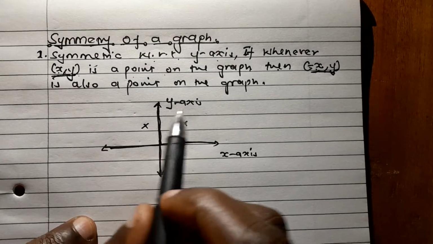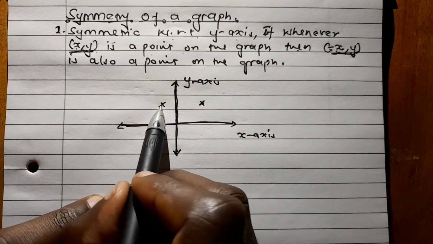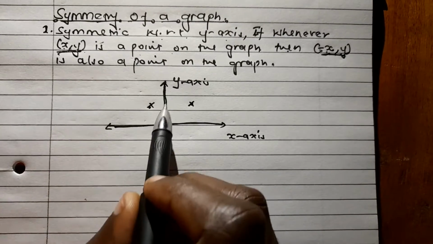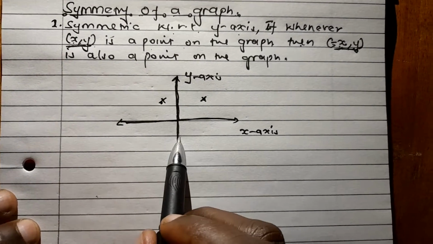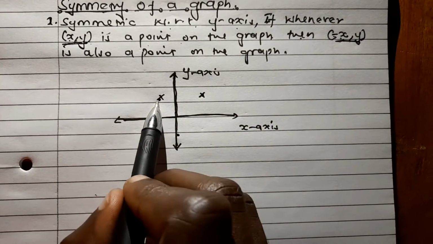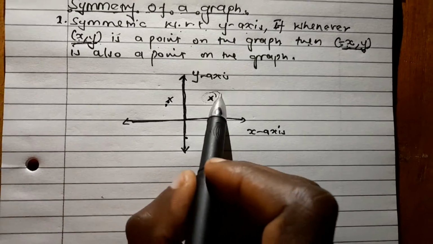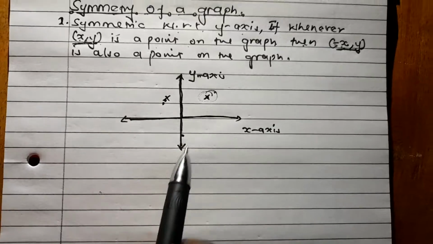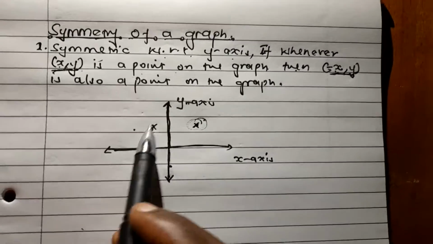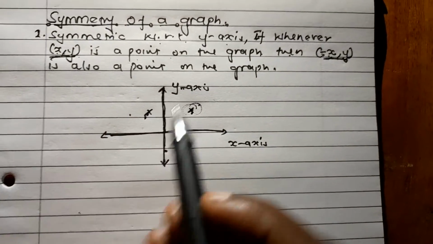So we are saying whenever we have a point x comma y, there is another point negative x comma y, then that graph will be symmetric with respect to the y-axis. And I was even saying this means that the portion to the left of the y-axis is a mirror image of the portion to the right of the y-axis. So this portion is a mirror image of this portion, and therefore the whole graph is said to be symmetric.